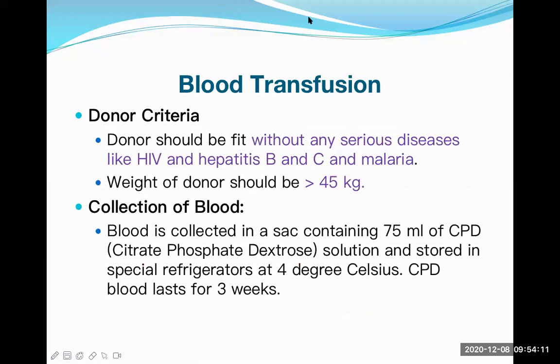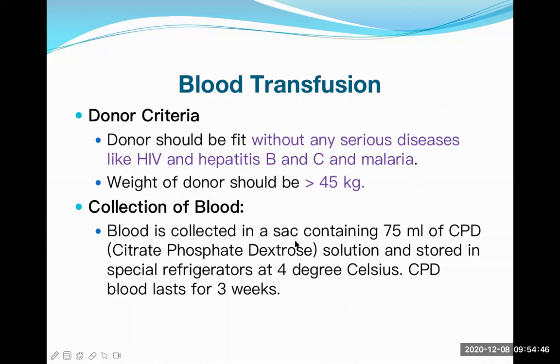Now, before we give blood transfusion, we need to make sure certain criteria in the donor. Now, the donor, or the person who donates the blood, should be fit without any serious diseases like HIV, hepatitis B, hepatitis C, and malaria. He should be free of any serious disease, especially the infectious diseases. And the weight of the donor should be more than 45 kg. So these are the two important criteria for the donor. And after that, we collect the blood.